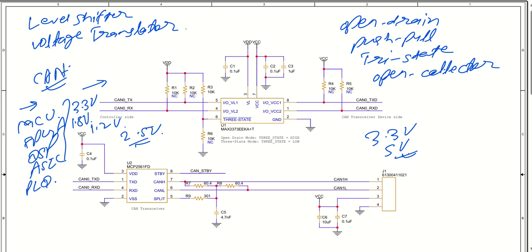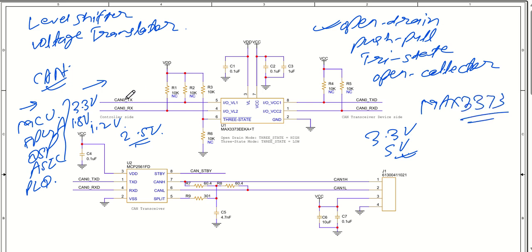However, these level shifters can be of multiple types: open drain type, push pull type, tri-state type, or even open collector type. Open drain and open collector will require pull up resistors. So what we are going to do is we have taken one IC, which is MAX3373.